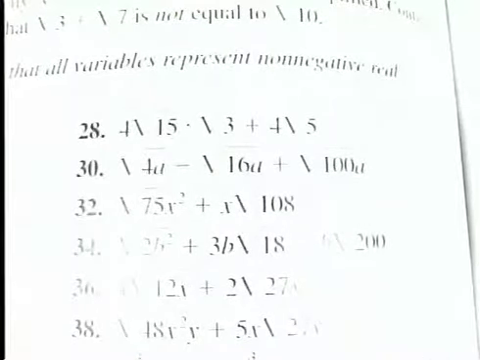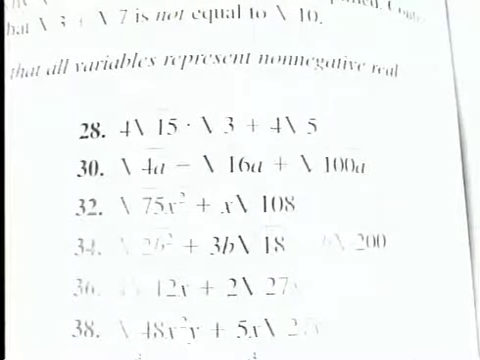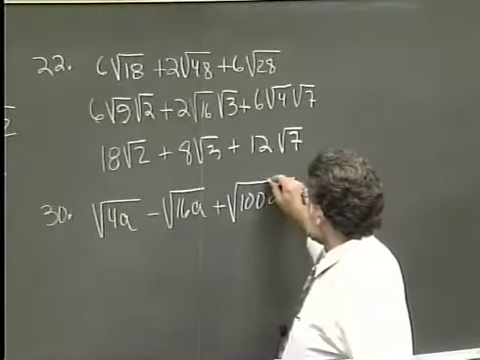How about number 30? We have the square root of 4a minus the square root of 16a plus the square root of 100a. What do you see that's good? The a and everything, right? And all square roots, actually. And you have a square root of a in all of them, and are you going to get a square root of 4a in all of them? That's what you'd like. So let me write the problem. We have the square root of 4a minus the square root of 16a plus the square root of 100a.